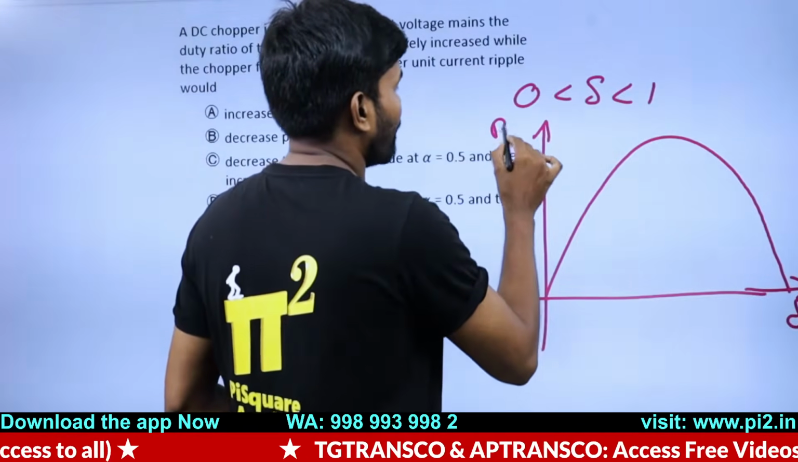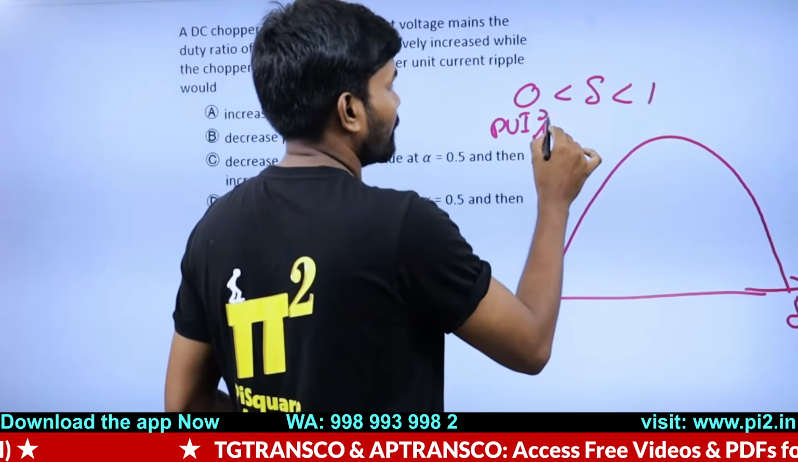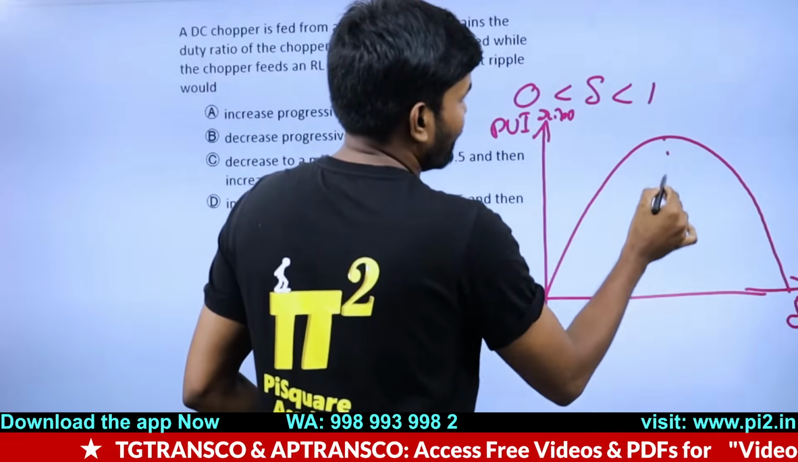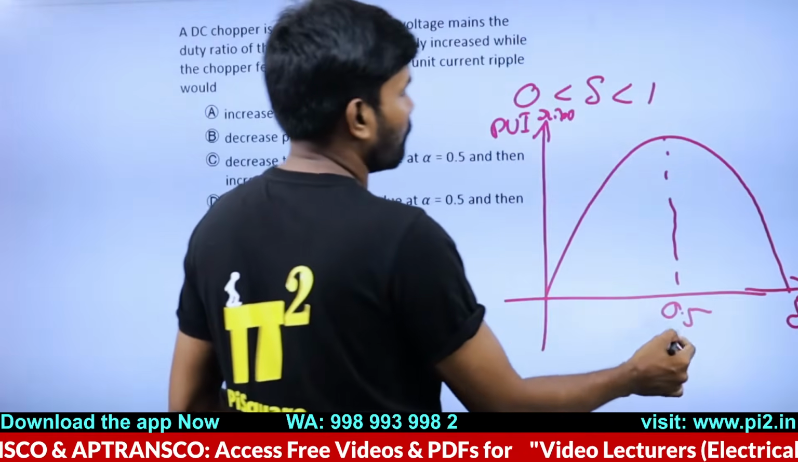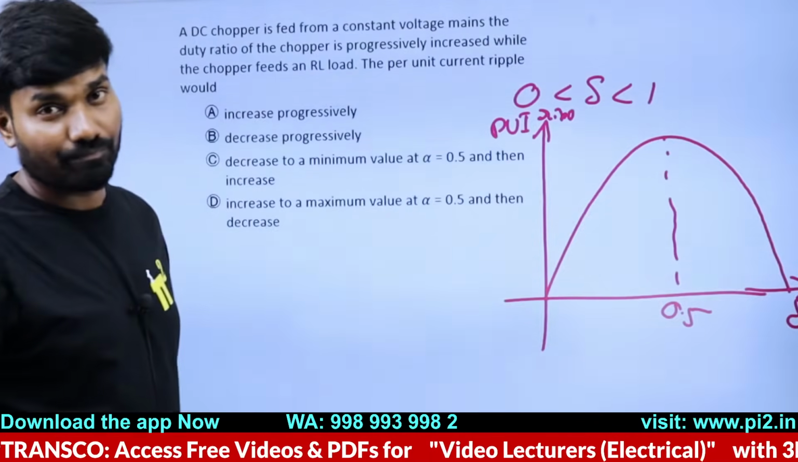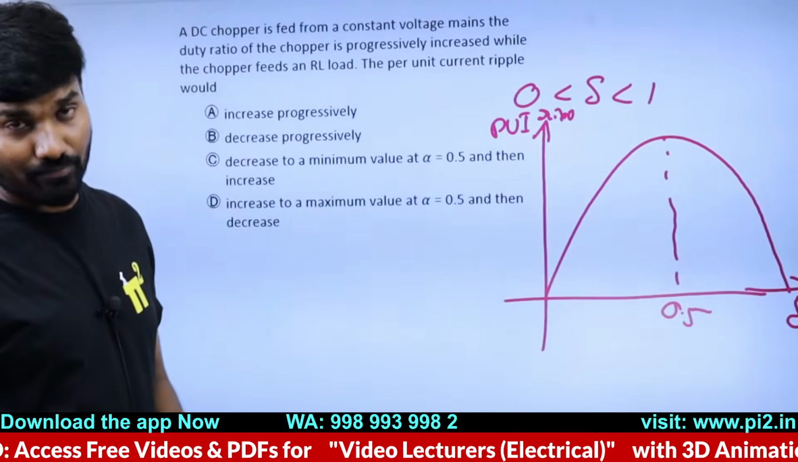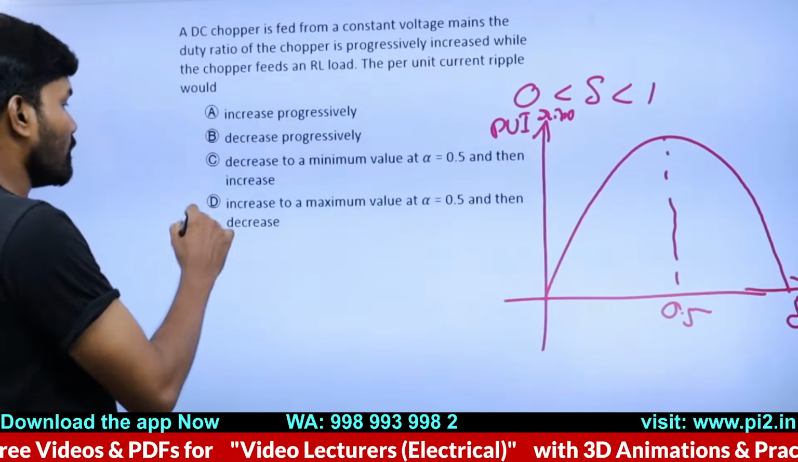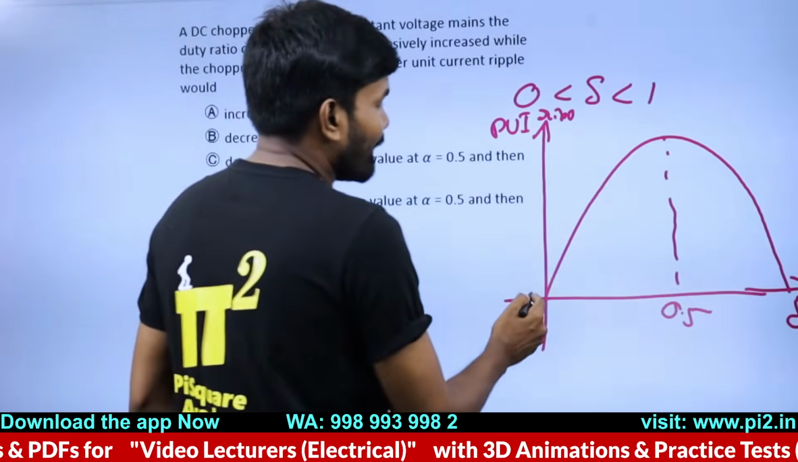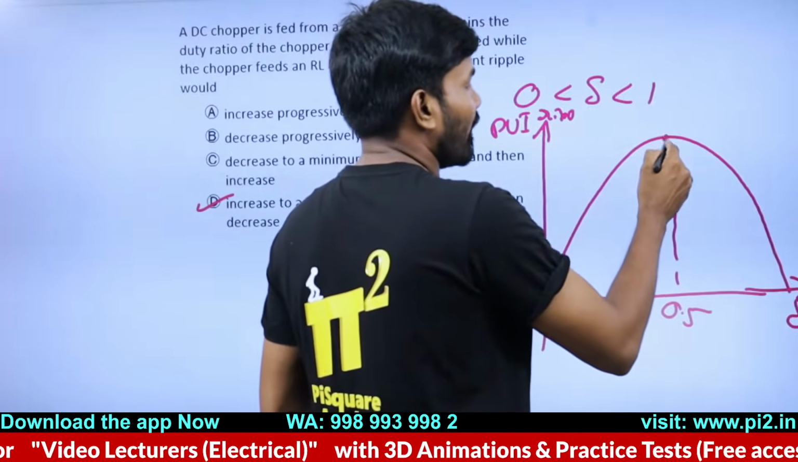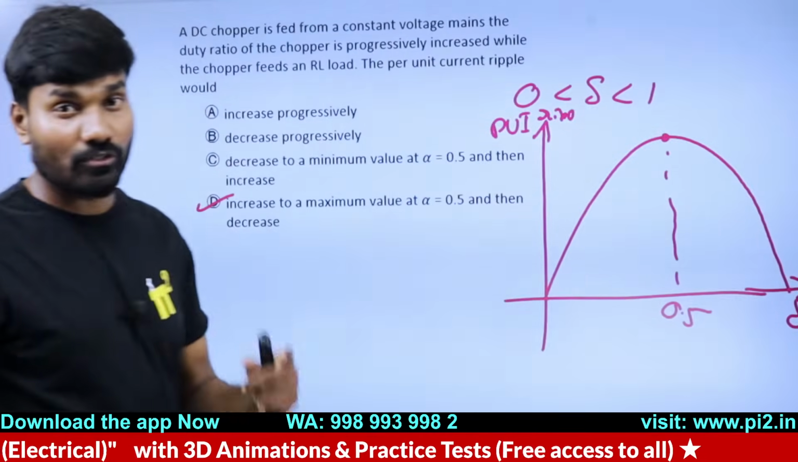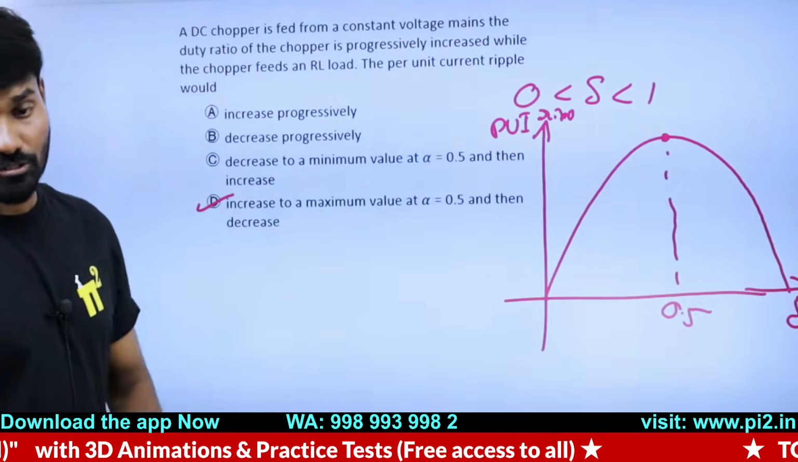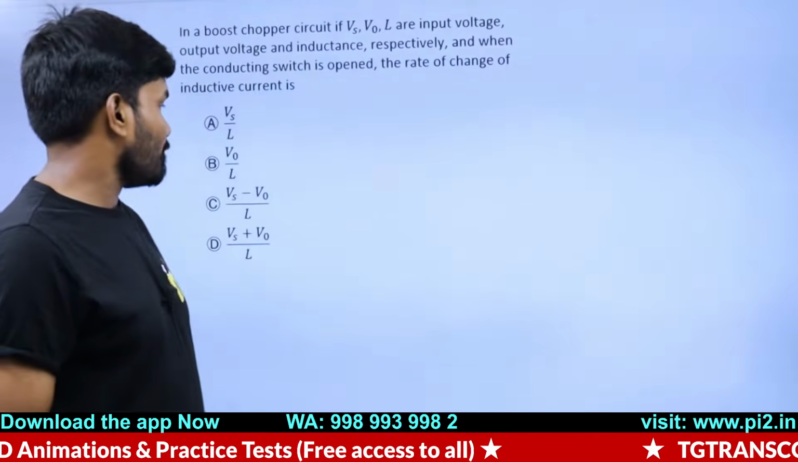Per unit current ripple is this. At delta equal to 0.5, the ripple current is maximum. Per unit ripple current increases up to 0.5, then decreases further. I have given you a derivation and the graph in the course.